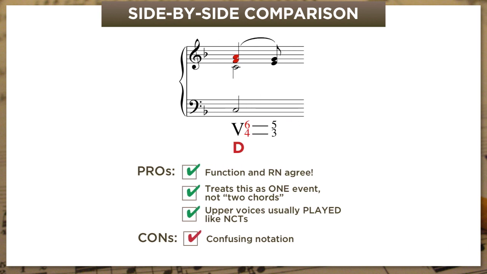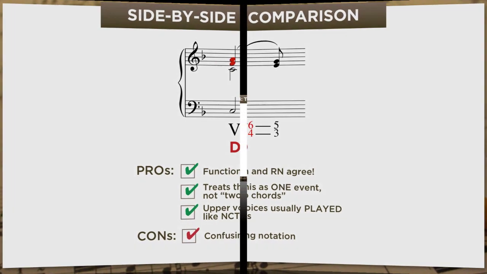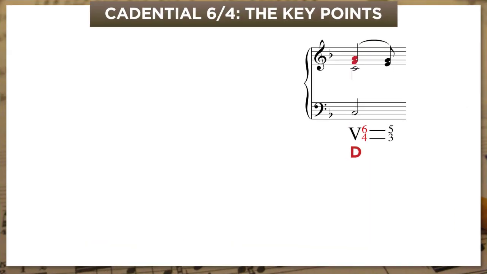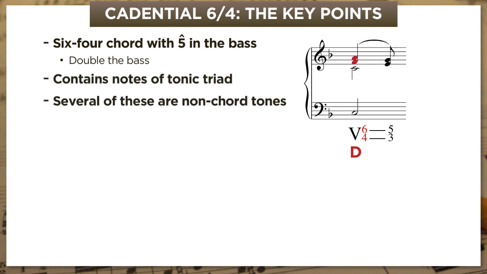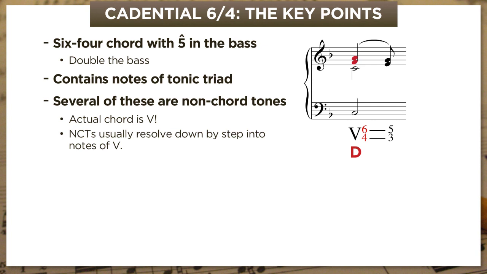And let's pause to make sure we know all the key points about the cadential 6/4. So from the top, the cadential 6/4 is a 6/4 chord with scale degree 5 in the bass. And that bass note is always doubled in an upper voice. It contains the notes of the tonic triad, but several of those notes are actually non-chord tones because the actual harmony here is 5, and those non-chord tones need to resolve into the notes of the 5 chord, usually downward. And we show these resolutions with figured bass and horizontal lines.